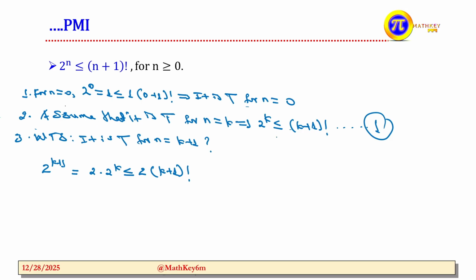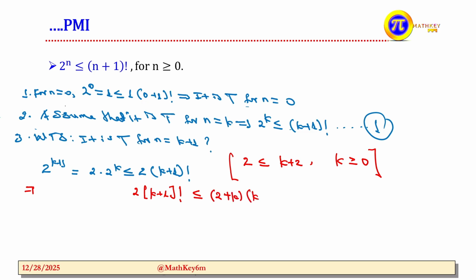If we multiply both sides by 2, the inequality stays less than or equal. And again, what do we have? From this again we have 2 is less than or equal to k plus 2, for k greater than or equal to 0. You can check this one. When k is 0, it becomes 2 is less than or equal to 2. When k is 1, it becomes 2 is less than or equal to 3. Yes, we have. This implies 2 times k plus 1 factorial is less than or equal to 2 plus k times k plus 1 factorial.